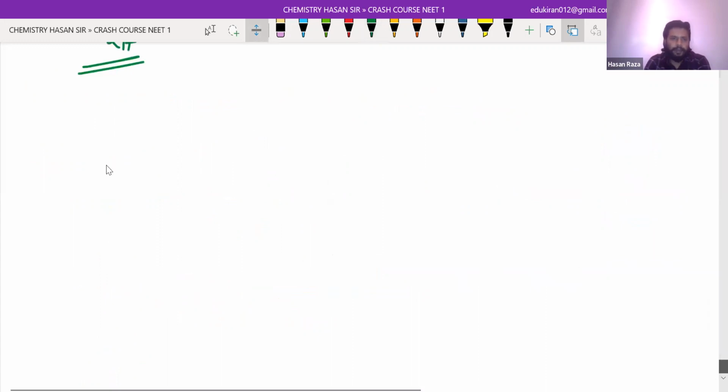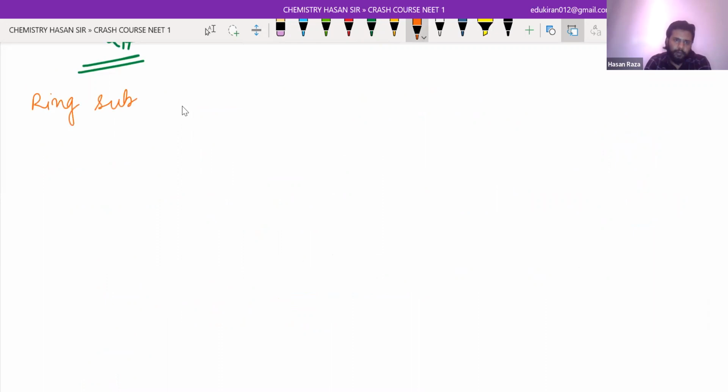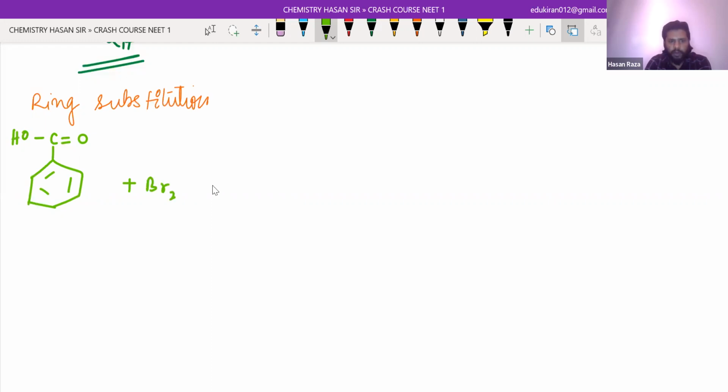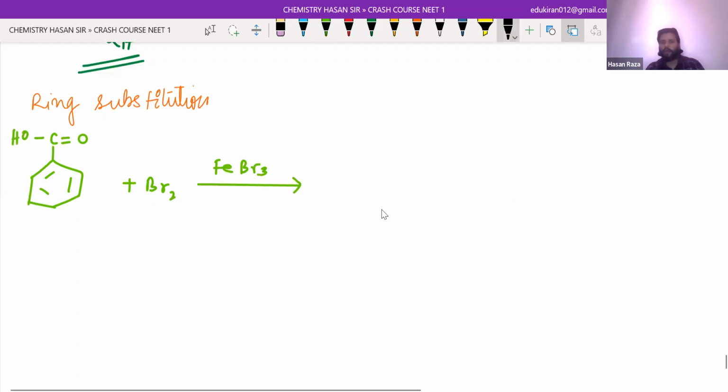Now the next and the last reaction is ring substitution, and I want the answer from you. If you are going to react this carboxylic acid, I'm going to show you carboxylic acid in this way, or you can write COOH. This is your benzoic acid. And if you are going to react this with Br2 in the presence of FeBr3, then can anyone tell me what will be the product?